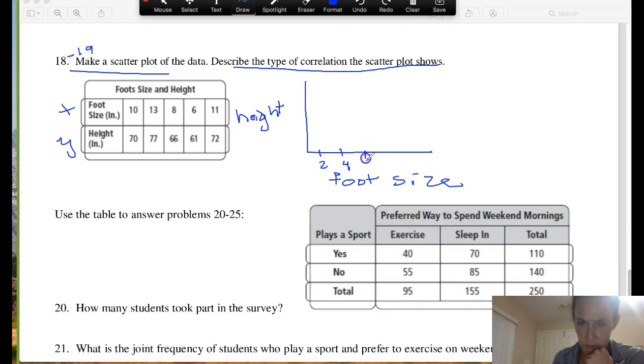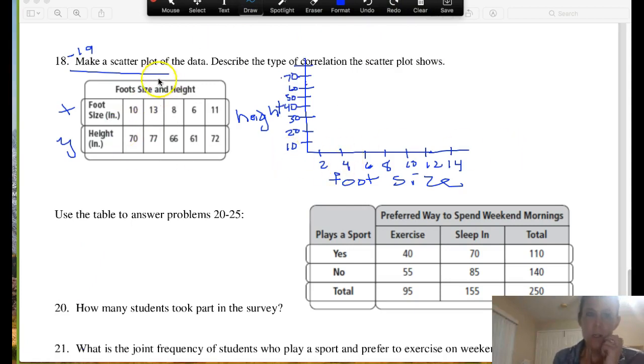2, 4, 6, 8, 10, 12, and then we'll go all the way to 14. And then your height is in inches. It looks like the lowest is 61 and it goes up to 70. So just to scale this, let's go by 5s maybe. No, that will be too much. Let's go by 10. So we'll go 10, 20, 30, 40, 50, 60, 70. And that's super smushed.